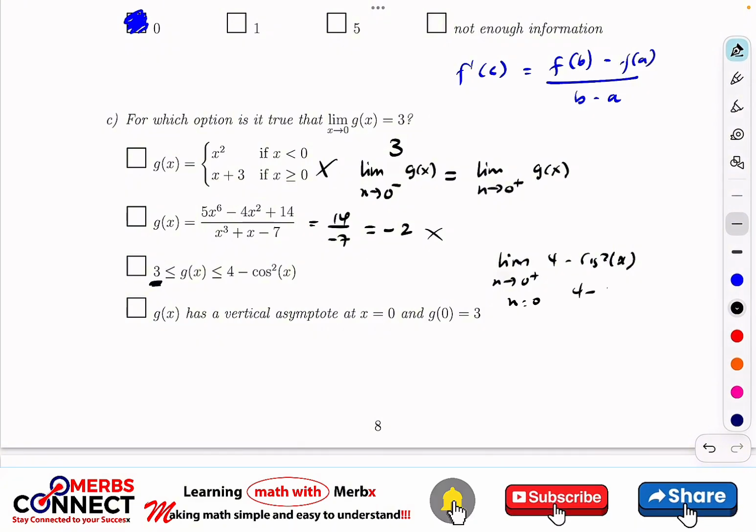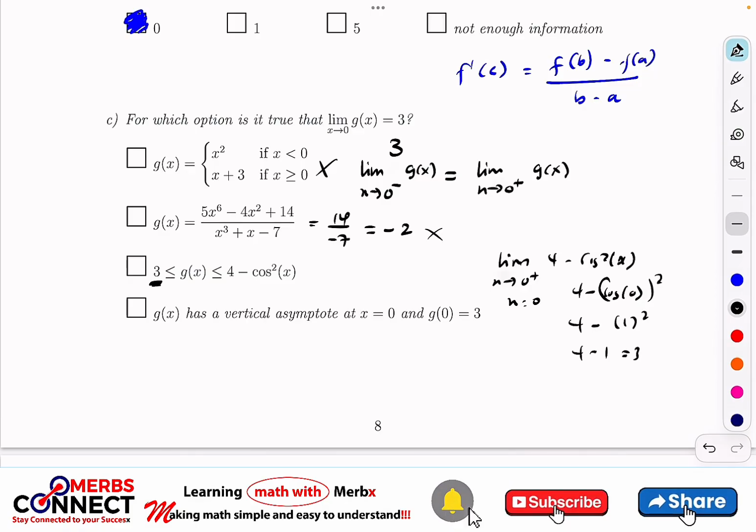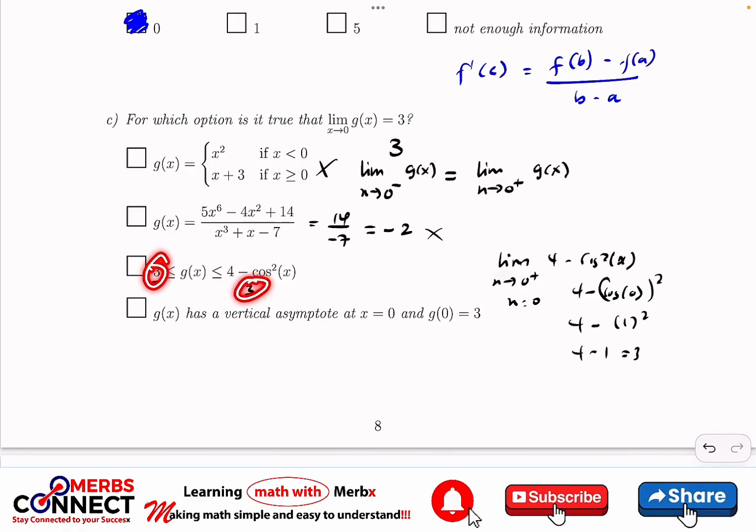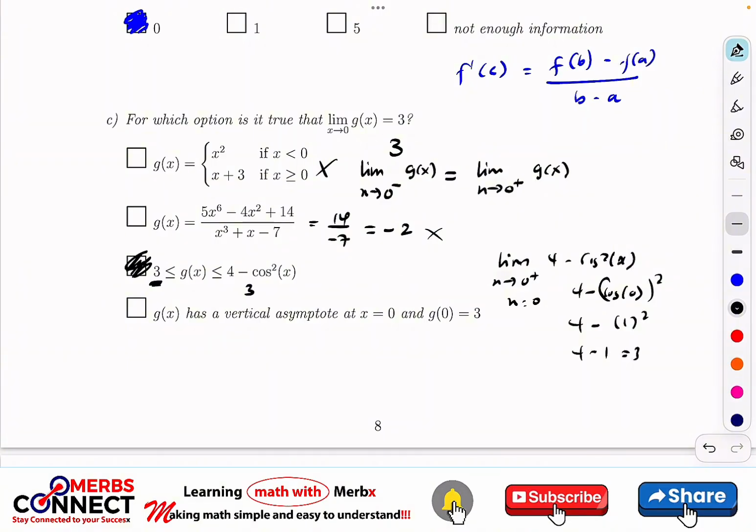So 4 minus cos of 0 all squared. Cos of 0 is 1, all squared, 4 minus 1, and this is going to be 3. So indeed the right side is also 3. So this is 3, this is 3, so it's true for this. So we are going to choose this one here. Good. So we don't need to even check the last one, right? Because definitely we need to make sure of that. But let's read the last one.